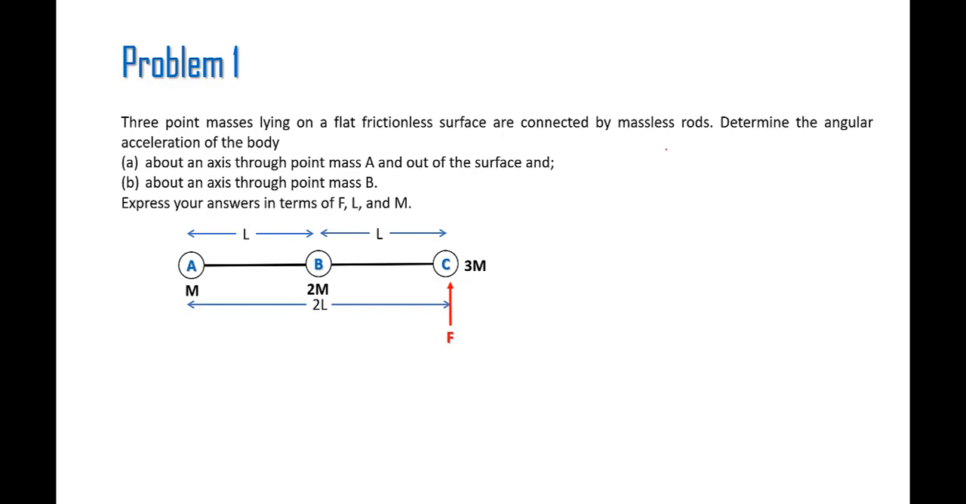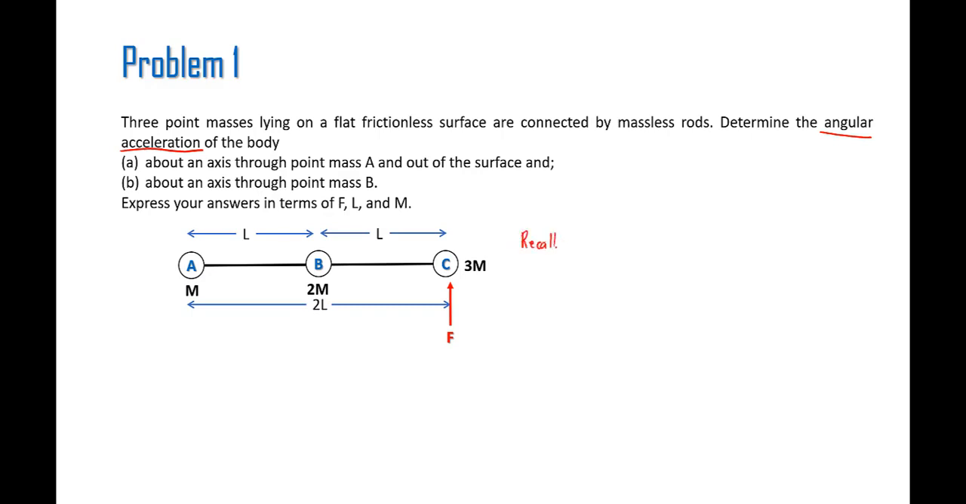Okay, so again, we are given the masses as well as the distance between the point masses, the length of the rods connecting them. We are asked to find the angular acceleration of the body. Since we have two systems, system number 1 and system number 2, we'll have two angular accelerations to be solved. For this, our approach is to find first the moment of inertia.